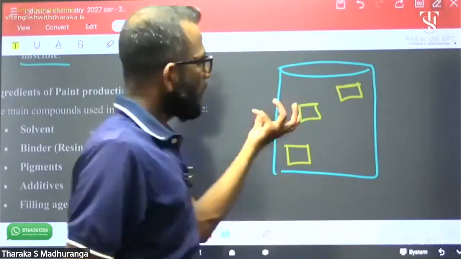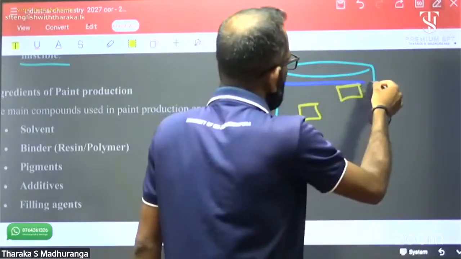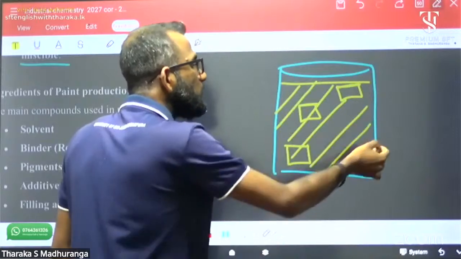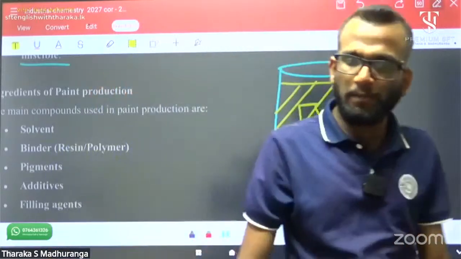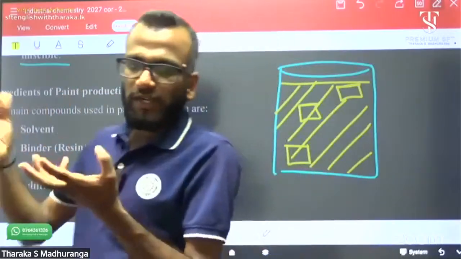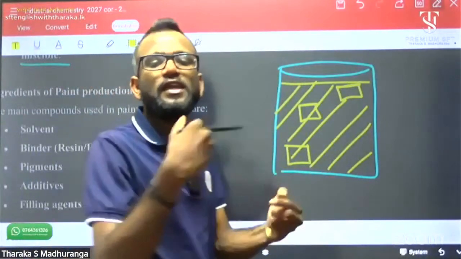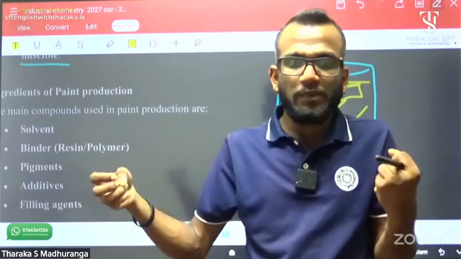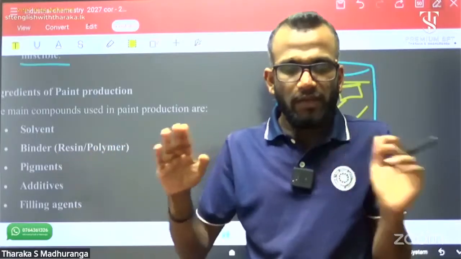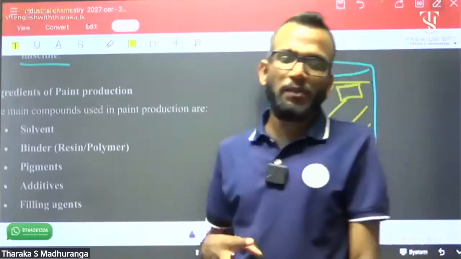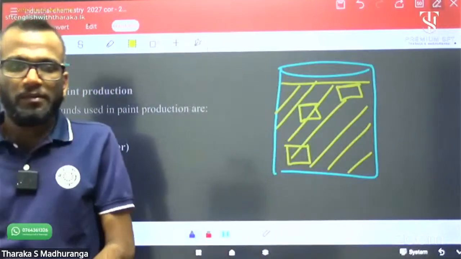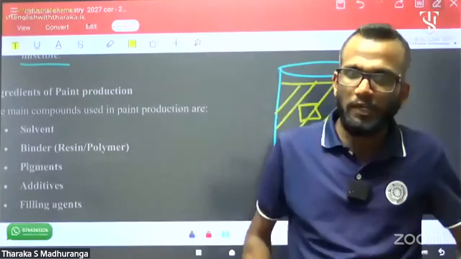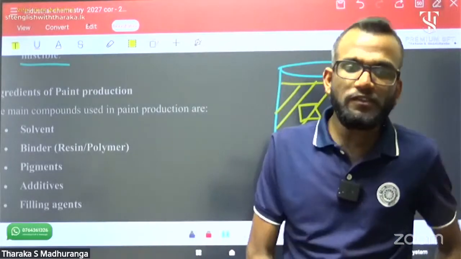Okay. Actually, in paint production, the basic principle you need to remember is different chemicals mixing in a permanent way. That's the main thing we are doing in paint production. Solvent and different other chemicals mixing in a permanent way. Again, if it is separate, the production process fails. We mix easily non-mixable compounds in a permanent way. That's the main process of paint production.